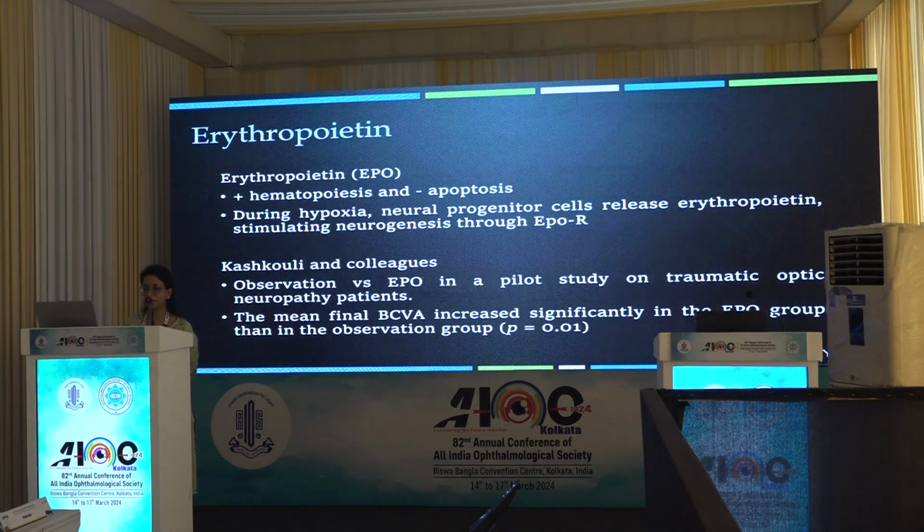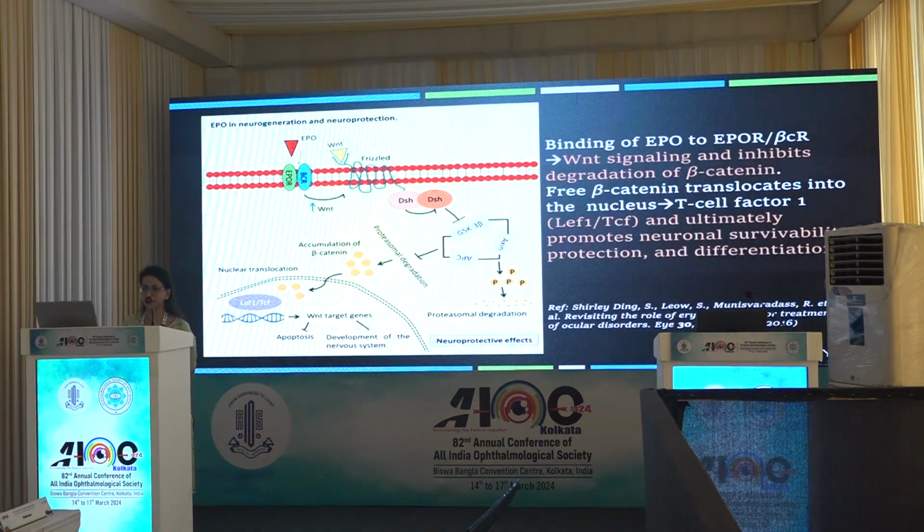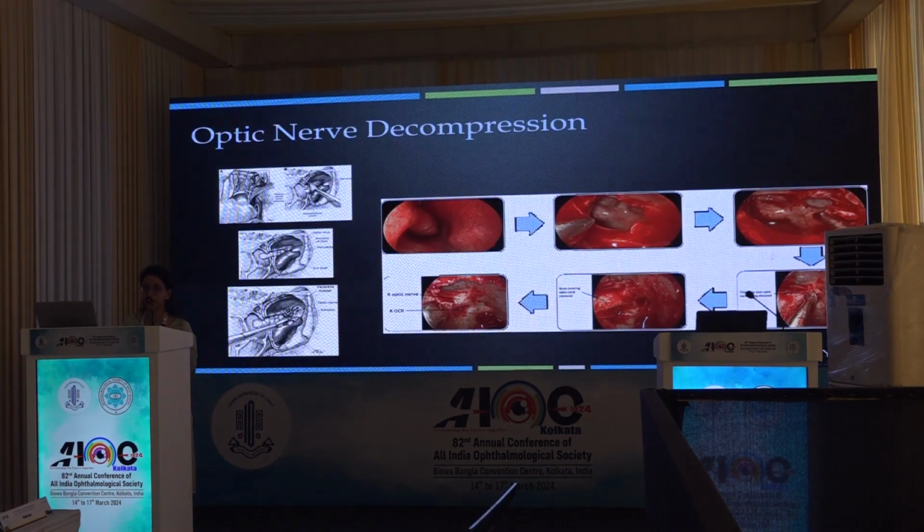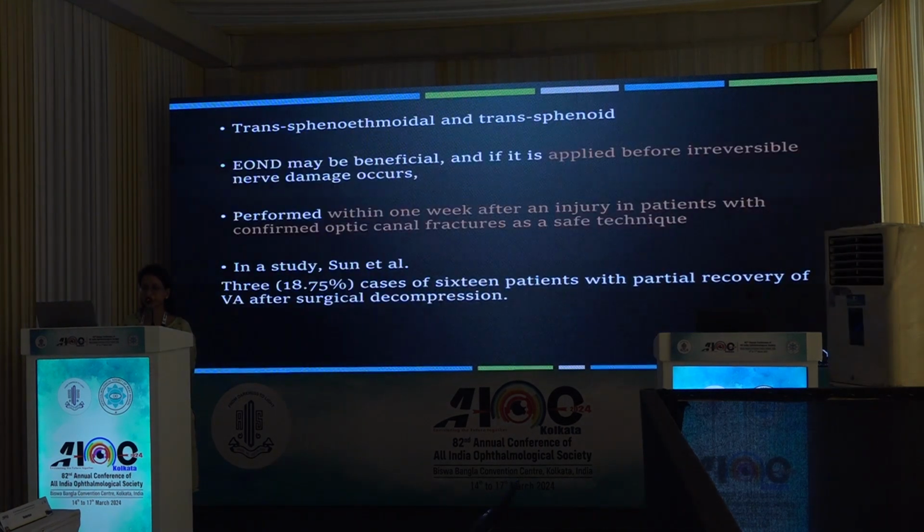There are a few pilot studies where they've showed that there is some amount of hypoxia and reduction in apoptosis with erythropoietin, 3 days of 20,000 international units of erythropoietin. Optic nerve decompression, definitely if it is within the first week of optic neuropathy, preferably in the first 3 days, we refer to a neurosurgeon to do the optic canal decompression and optic nerve sheath fenestration.